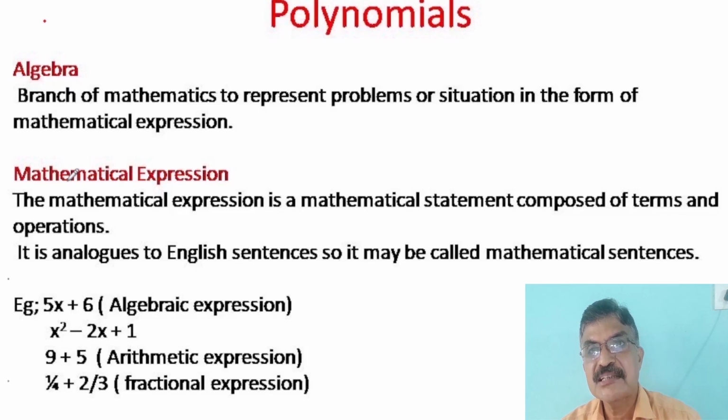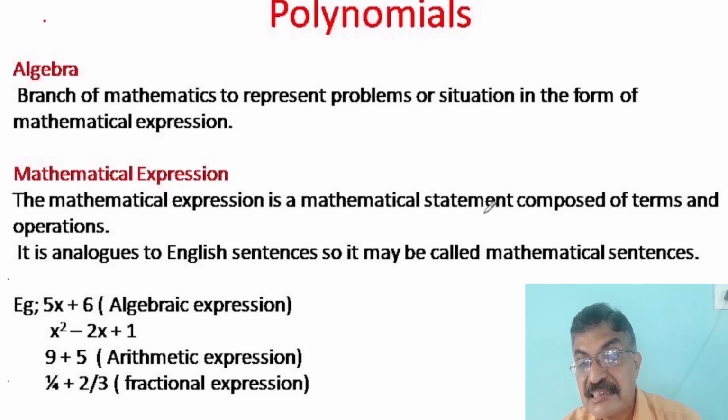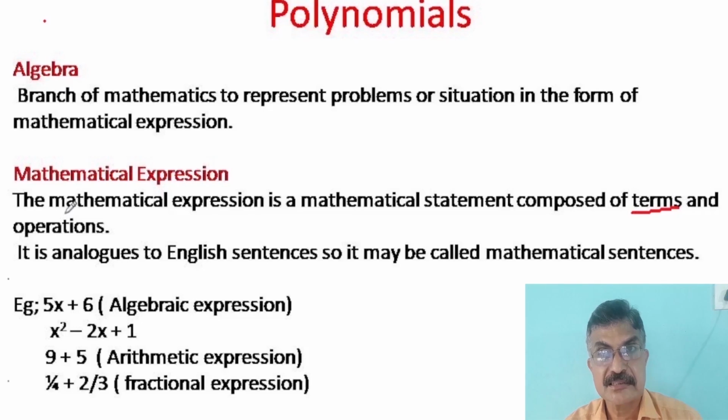Next we will look at what is meant by mathematical expression. Mathematical expression is a mathematical statement composed of terms and operations. That's very important. It is analogous to an English sentence, so it may be called a mathematical sentence. That is, in mathematics, an expression is analogous to an English sentence.